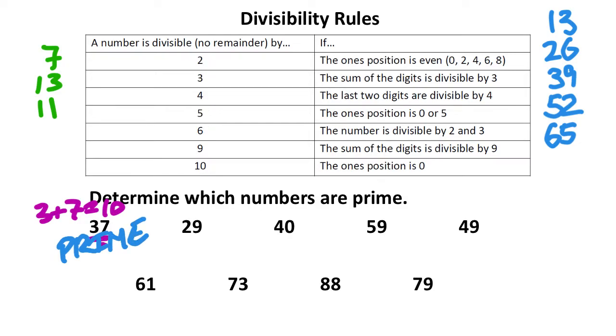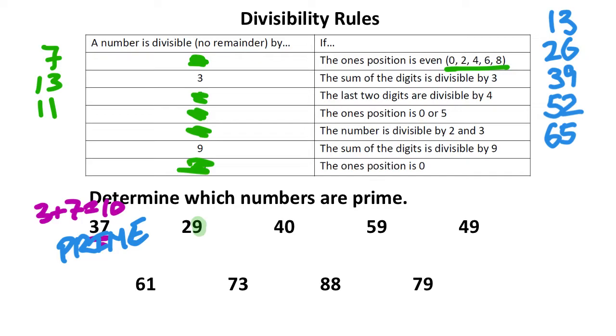So let's go to 29 then. So once again, in the ones place value, I have a 9. Well, 9 is not 0, 2, 4, 6, or 8, so it's not divisible by 2. So automatically, it's not divisible by 6 or 4. Also, the 9 in the ones place value is not a 0 or 5, so it's not divisible by 5 or 10.